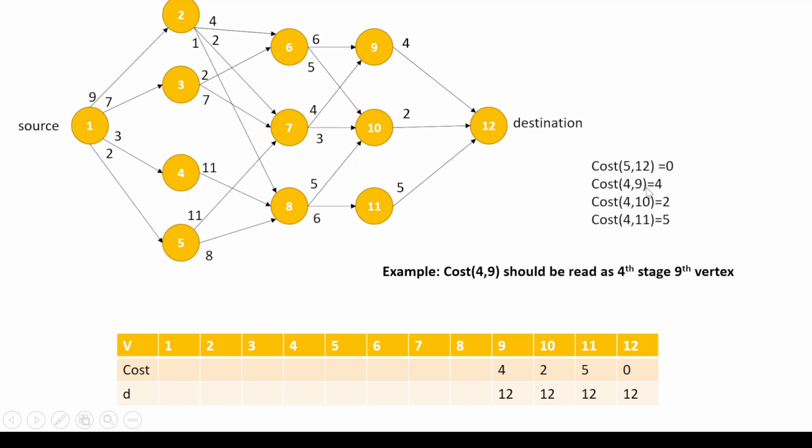That is cost of 4 comma 9. It is given as the weight of the edge, which is 4. Cost of 4 comma 10 is 12. Cost of 4 comma 11 is 5. Let us enter these values in the table.